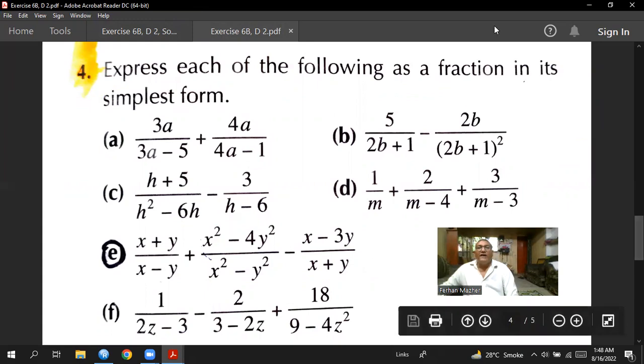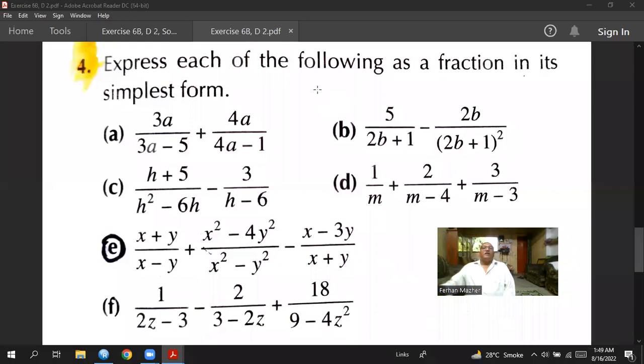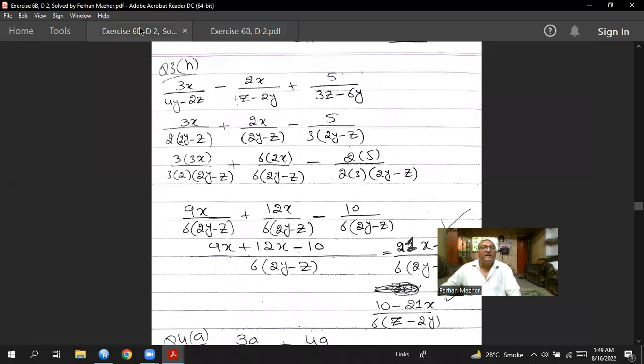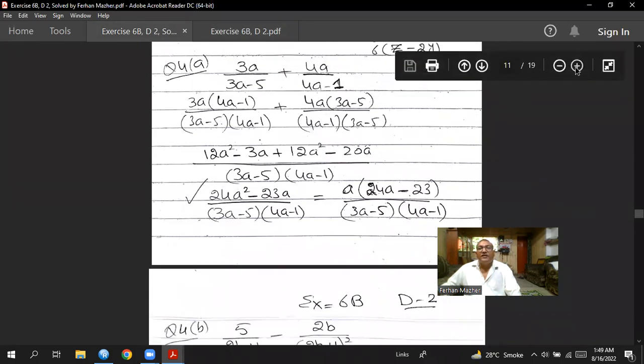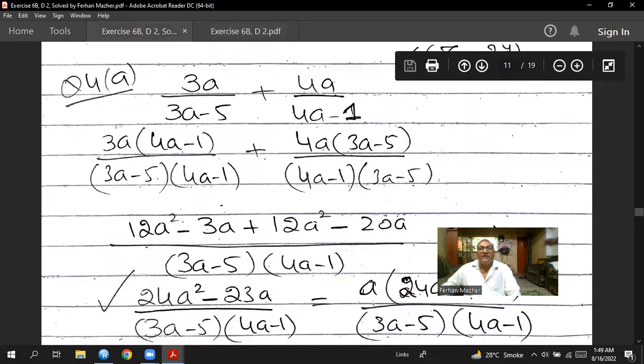So here we go. We have question number 4. Express each of the following as a fraction in its simplest form. So you have 3a divided by 3a - 5 plus 4a divided by 4a - 1. So these two denominators have nothing in common, so they both can be used to make the denominator the same. So let me show you how this is done. Very simple, straightforward thing. Okay, the trick is simple.